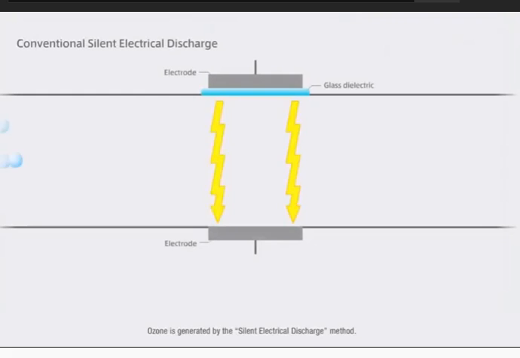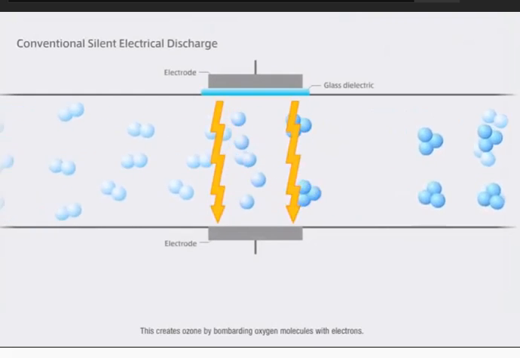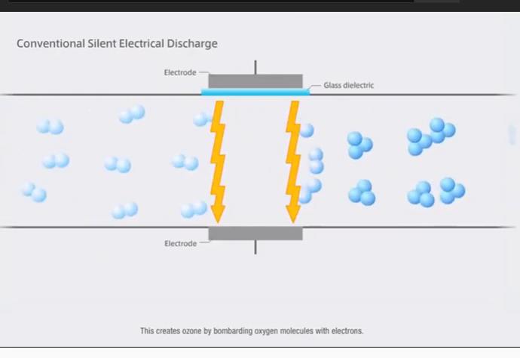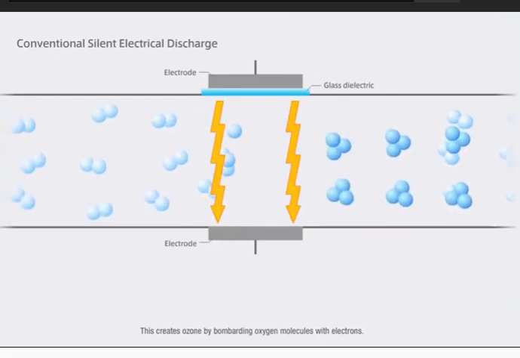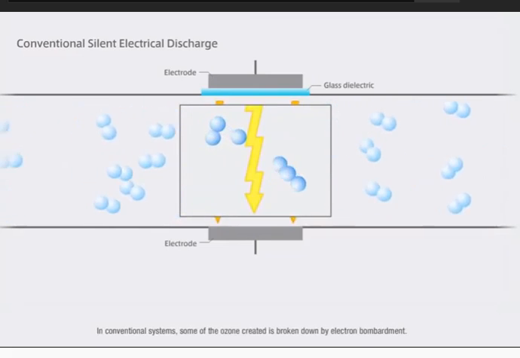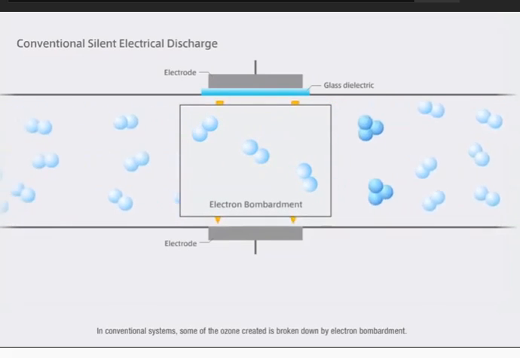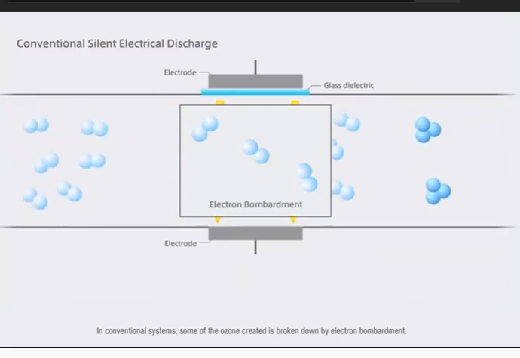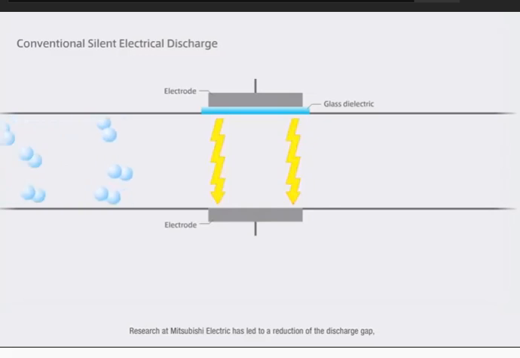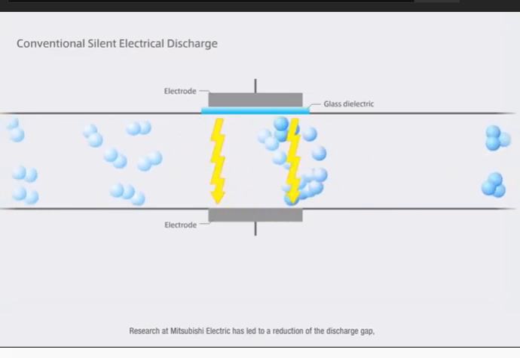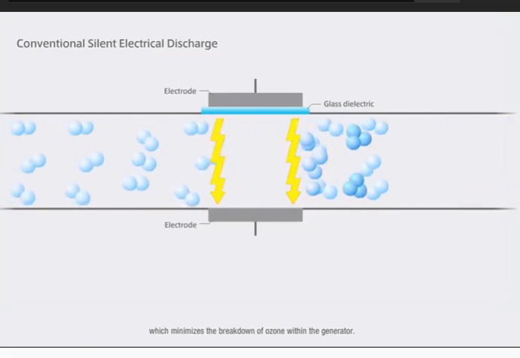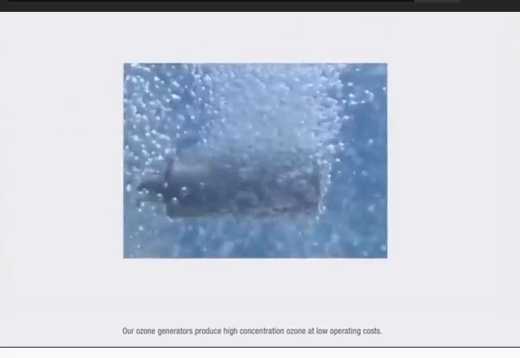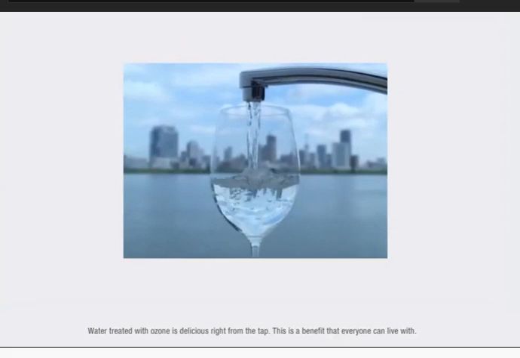Ozone is generated by the silent electrical discharge method. This creates ozone by bombarding oxygen molecules with electrons. In conventional systems, some of the ozone created is broken down by electron bombardment. Research at Mitsubishi Electric has led to a reduction of the discharge gap, which minimizes the breakdown of ozone within the generator. Our ozone generators produce high concentration ozone at low operating costs. Water treated with ozone is delicious right from the tap. This is a benefit that everyone can live with.